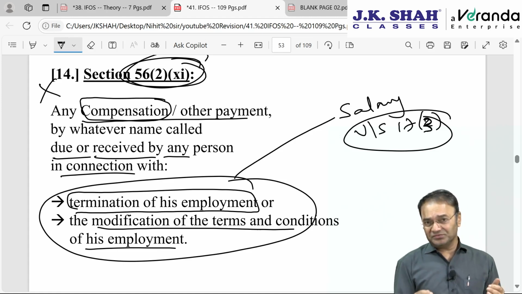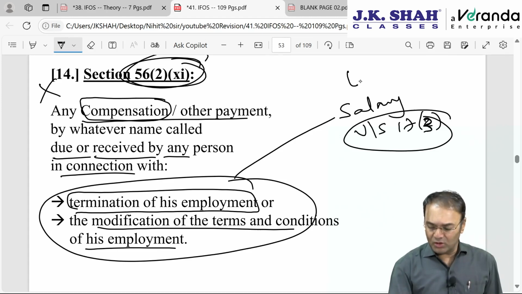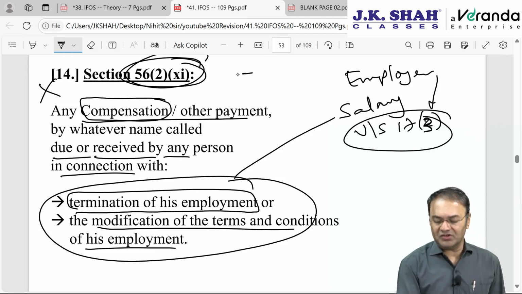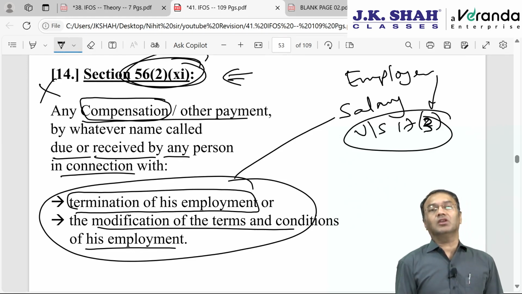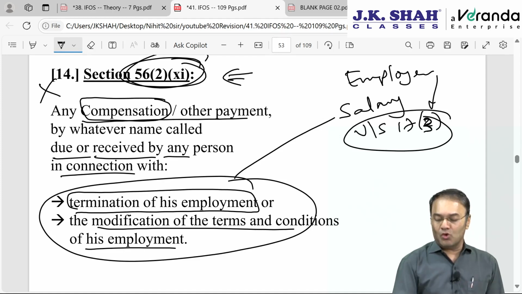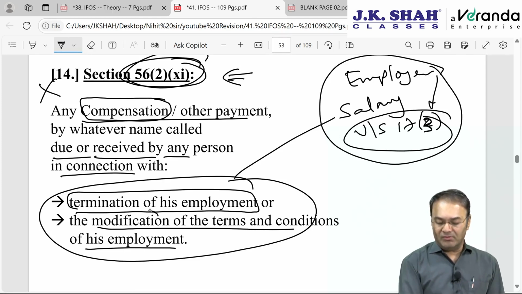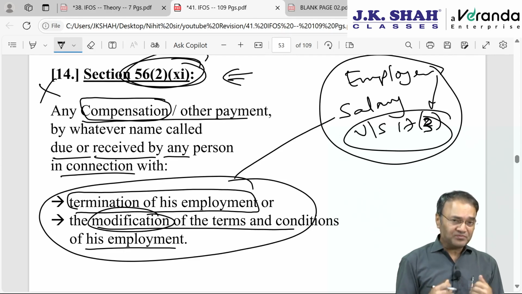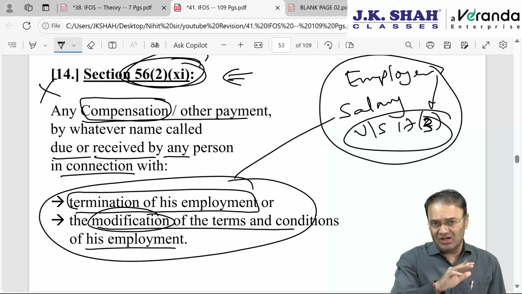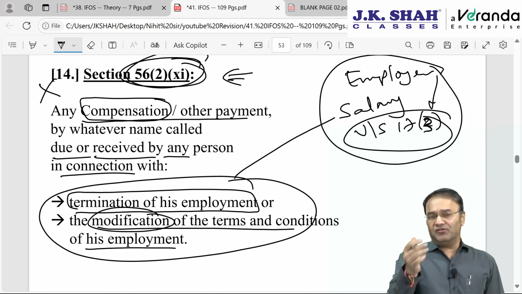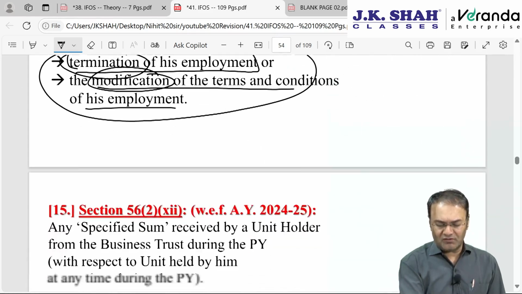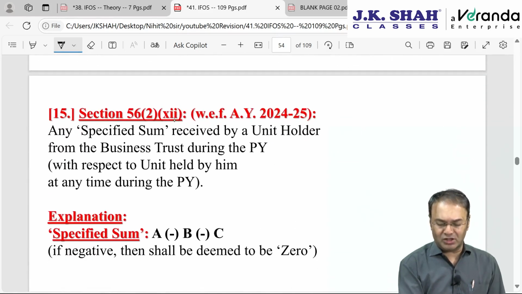Answer: if it is received from the employer, then it will be taxed under the head salary. If it is received from any other person, for example, I am working with Coca-Cola and Coca-Cola itself pays me for modifying my employment agreement, then it is taxable under the head salary. But if I receive it from competitor Pepsi, who says take 50 lakh rupees, I am very much in demand, leave Pepsi, join Coca-Cola, then it is termination of employment with payment received from a third party, and it is taxable under this head.